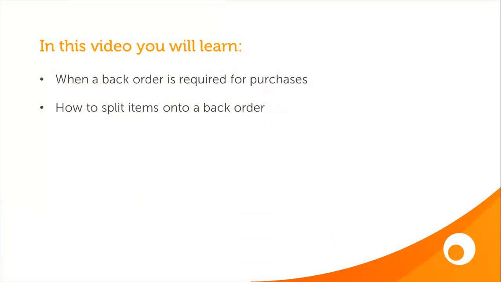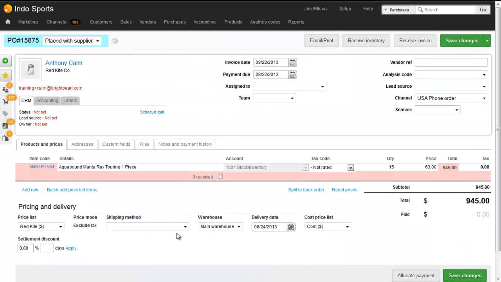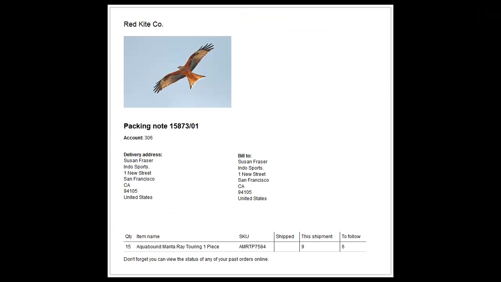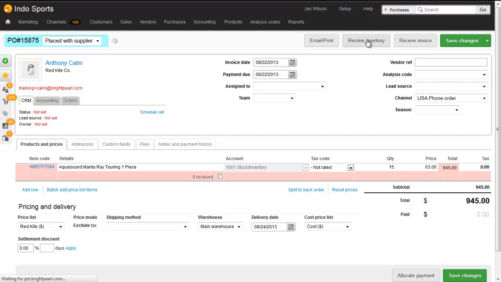In this video, you will learn when a backorder is required for purchases and how to split items onto a backorder. Here I have a purchase order which I've already placed with my supplier. When the goods arrive, I've only received 9 out of the 15 items, but the packing note tells me that the remaining 6 items will be delivered at a later date. So in Brightpearl, I receive only 9 items.